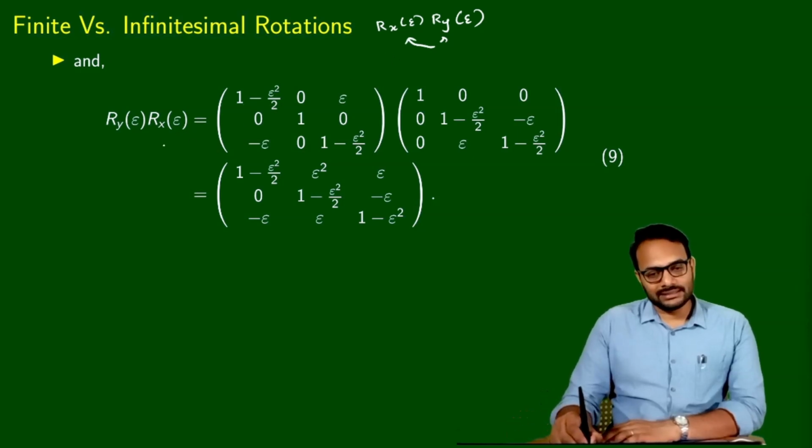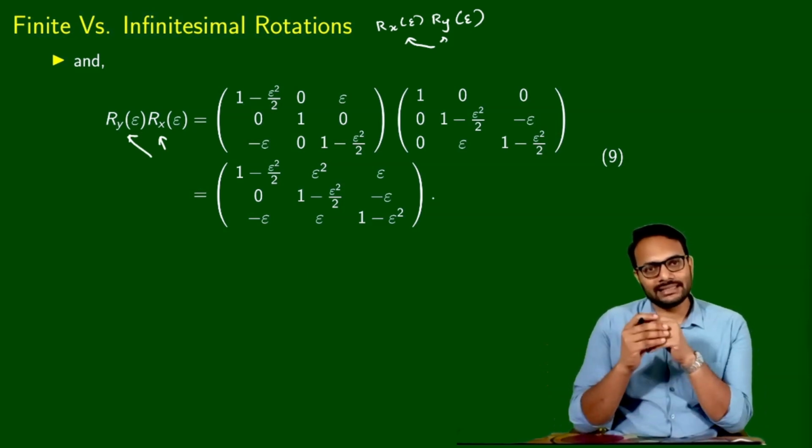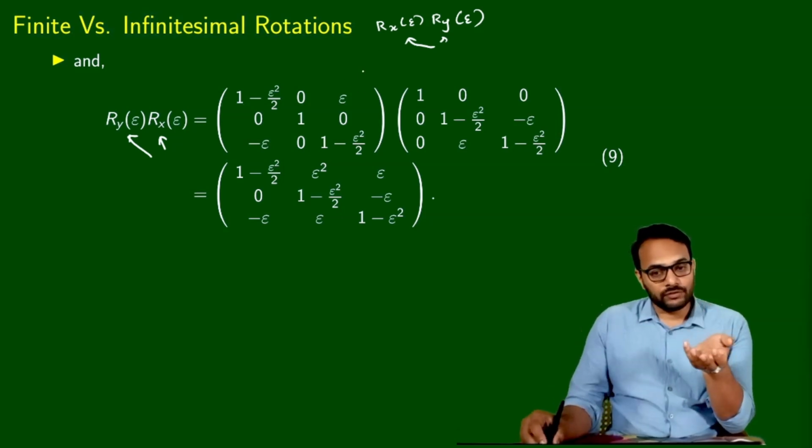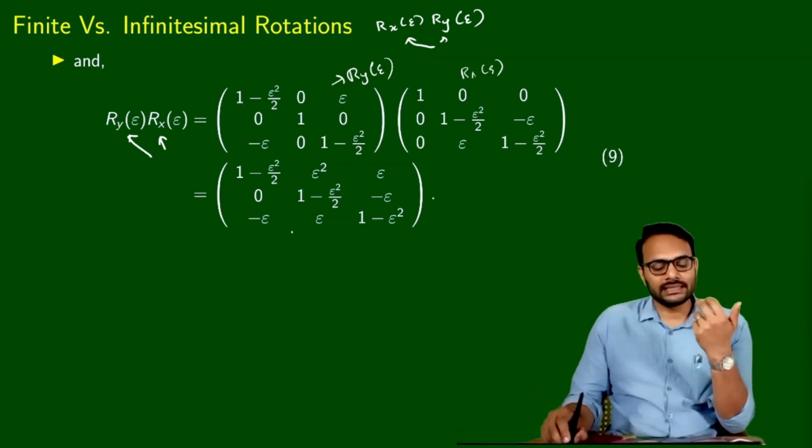Now let's find the same thing for a rotation about the x-axis followed by a rotation about the y-axis. First a rotation about the x-axis and then a rotation about the y-axis. So you have to multiply the matrices just in the opposite order. This is Ry of epsilon that we had. This is Rx of epsilon. Again, this is a matrix multiplication and this gives us the square matrix given here.